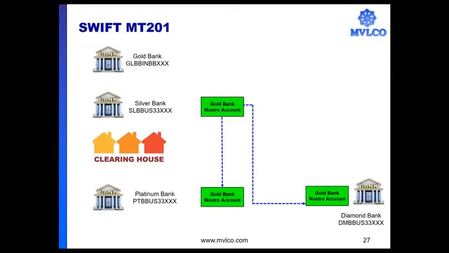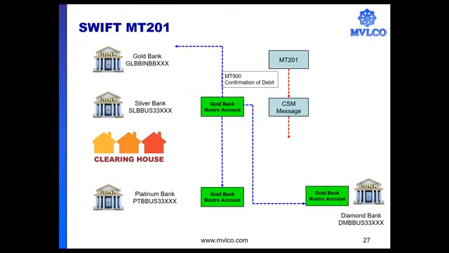If they want to make these two or more than two transfers, Gold would now create an MT201. It goes to Silver. Silver will now create the CSM message and send a debit advice, the confirmation of debit, to Gold Bank that we have created these transfers. This is what that MT900 is, telling Gold Bank that we have debited your account at Silver Bank for two transactions. Once this is done, CSM will process the settlement.